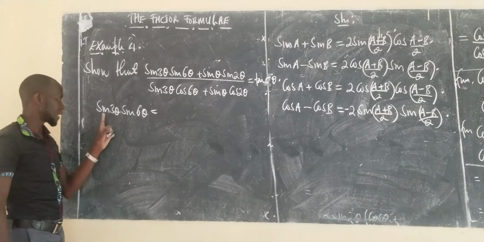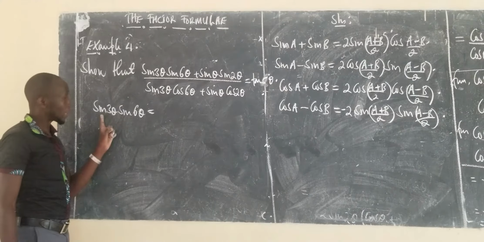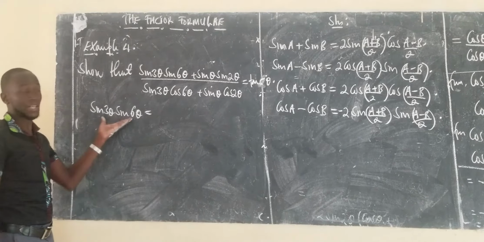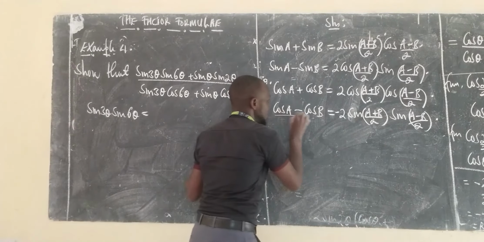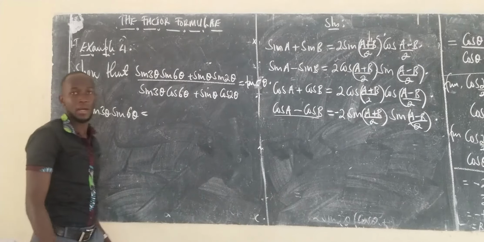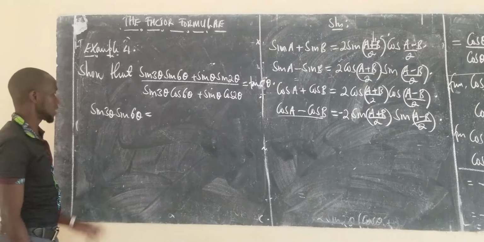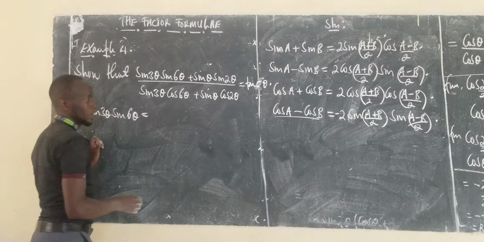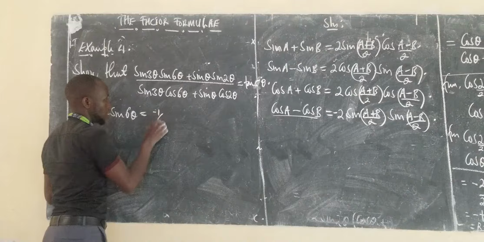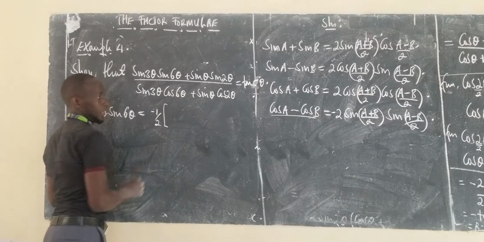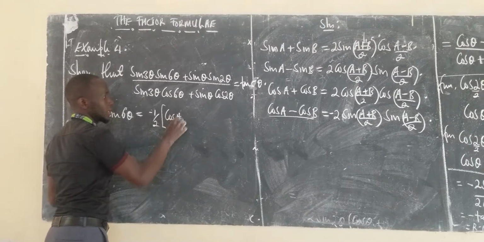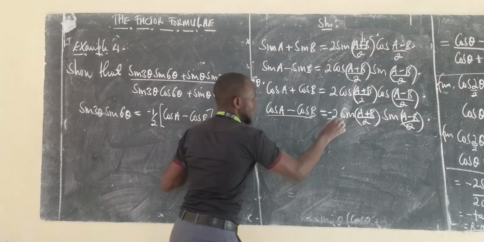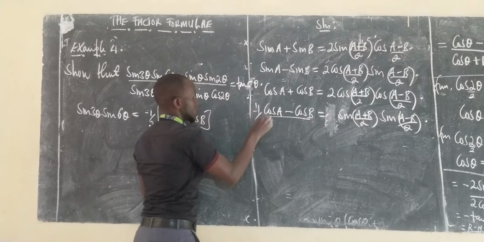The moment you realize the sine and the sine, what difference or what sum gives us a product of two sines? It is only the difference of cosines that gives us a product of sines. If you realize that, then you know the product of two sines shall equal negative a half into cos of A minus cos of B. When you divide this by negative 2, you end up getting this now.